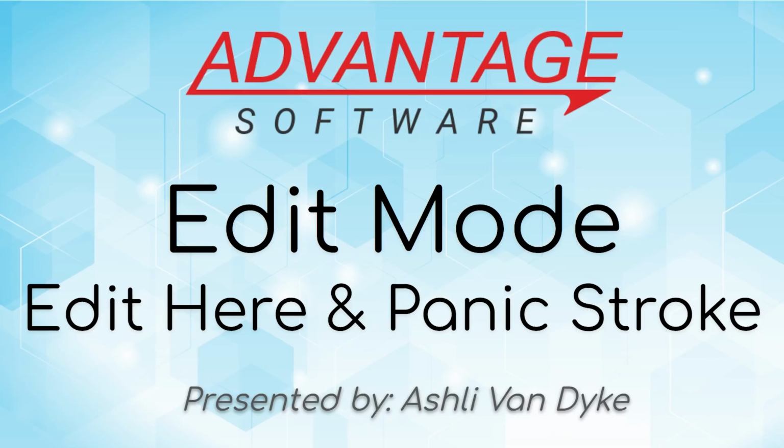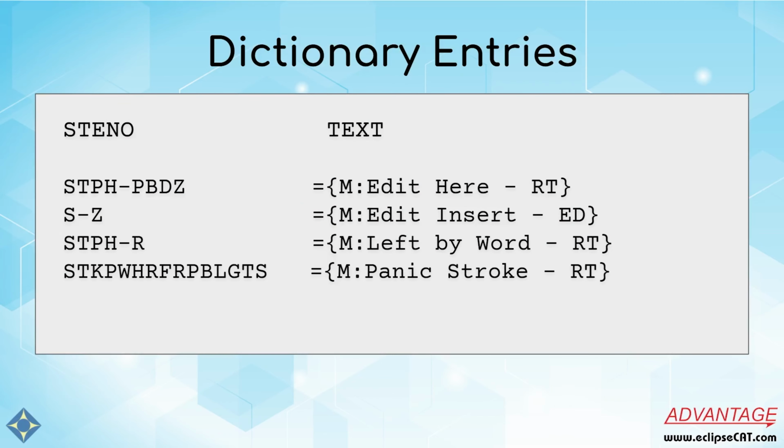I'm Ashley Van Dyke with Advantage Software, and on today's video, I'm going to show you how to start using edit mode with the edit here and panic strokes. Now in this video, I'm going to be using a total of 4 real-time editing macros directly from my steno machine. First, I'm going to be using edit here, which I've assigned the steno of STPH PBDZ as suggested in the Real-Time Editing Kit version 2.